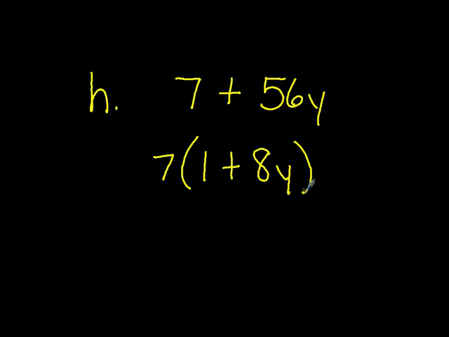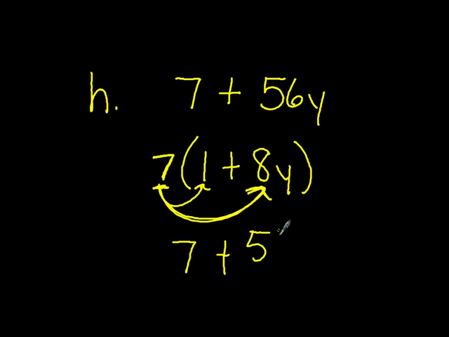8y. And when we start to go in the reverse direction, which we'll be doing some of that, you just take this outside term, this outside number, and multiply it by each one. So for example, if I wanted to expand it back to where it was, I do 7 times 1 is 7 plus 7 times 8y, which is 56y.